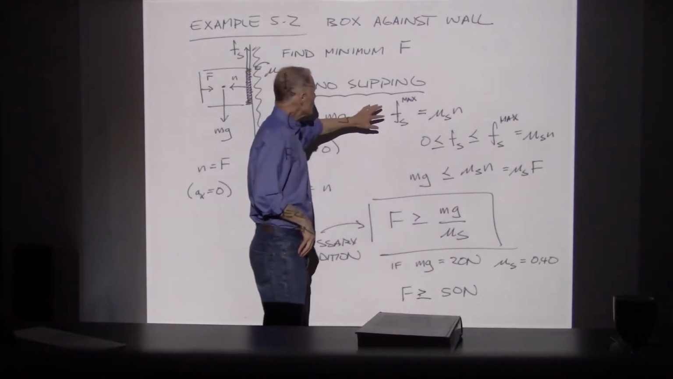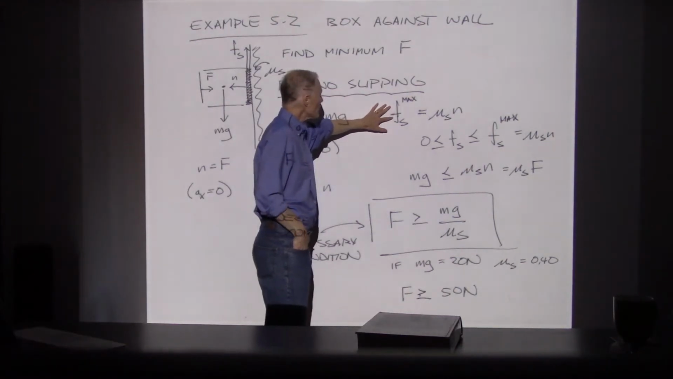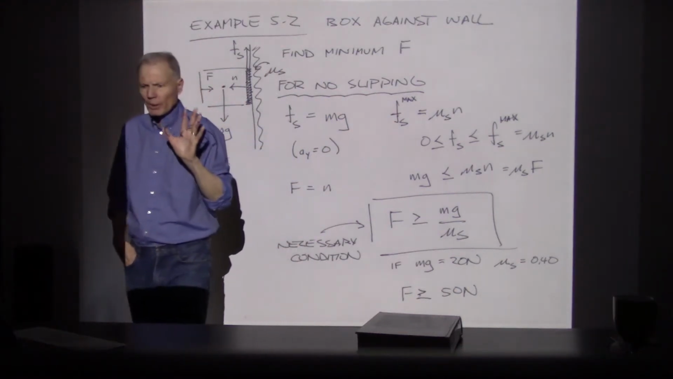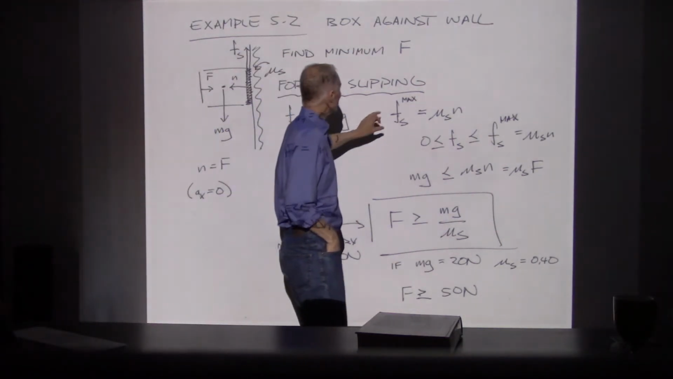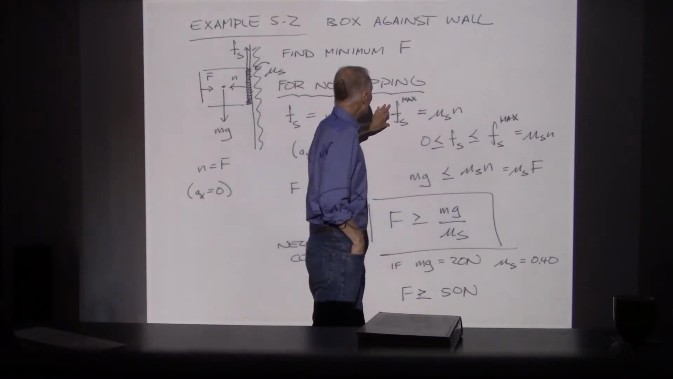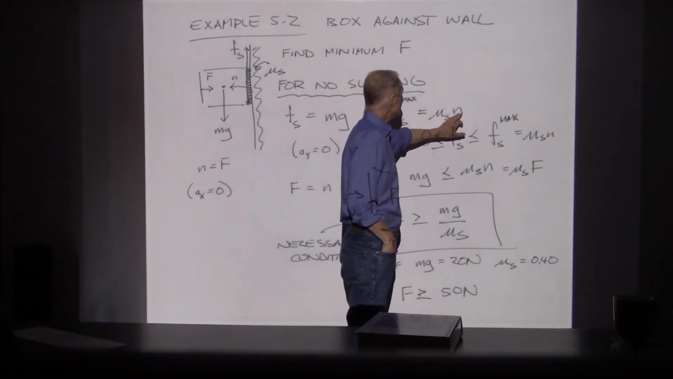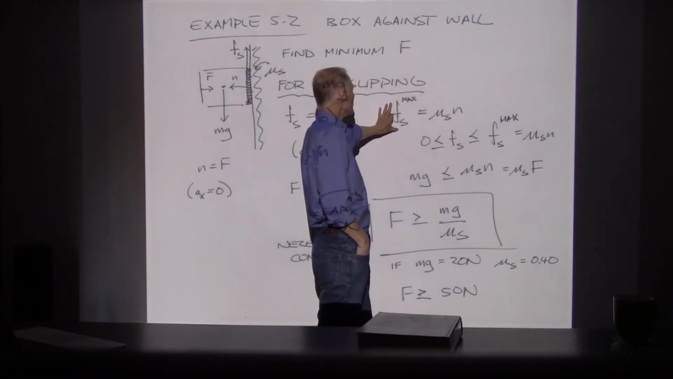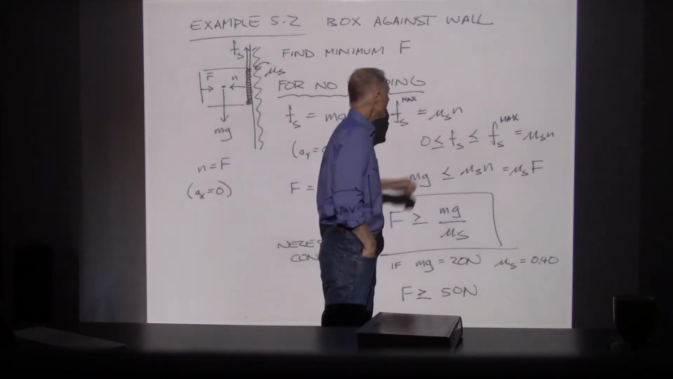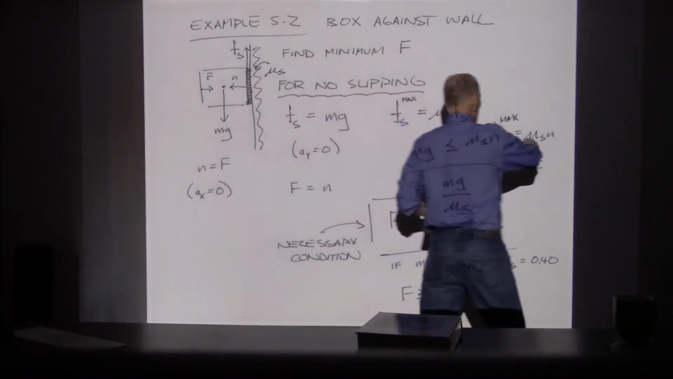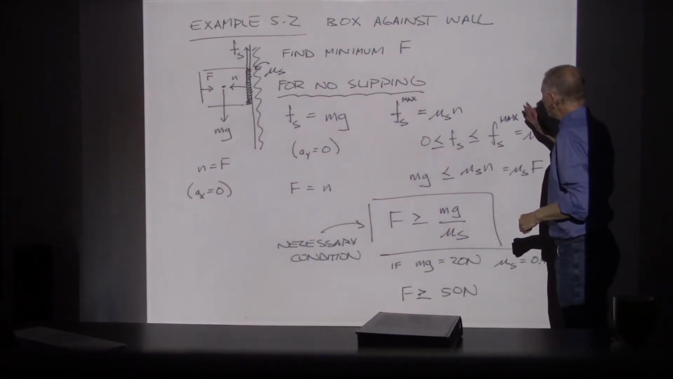So what we want to do is solve for the situation where the book is just about ready to slip. That would be the situation where the frictional force is equal to mu sub s times n. So we're using the frictional force, every bit of it that's available to us, and that is going to be equal to mu sub s times n.